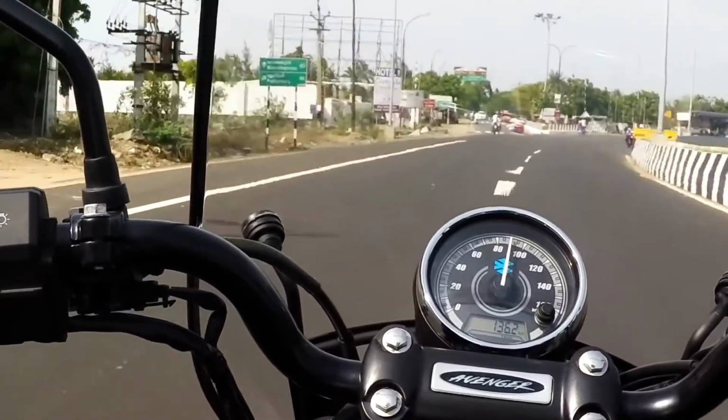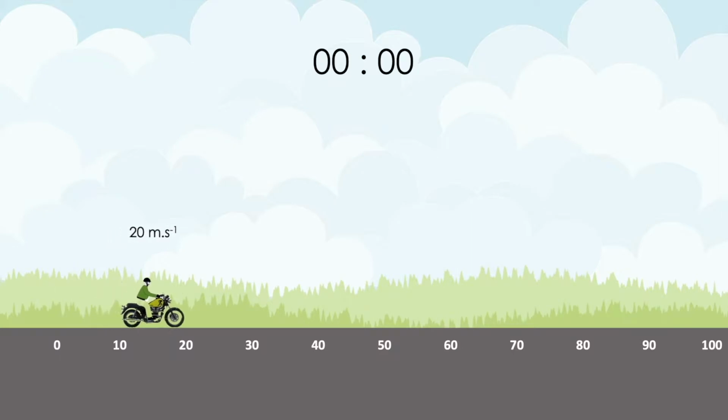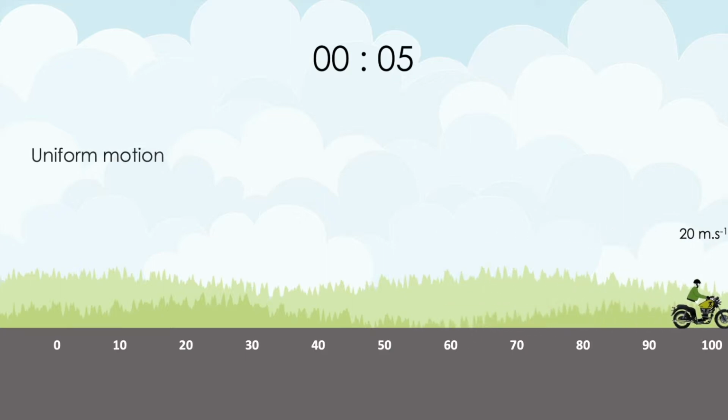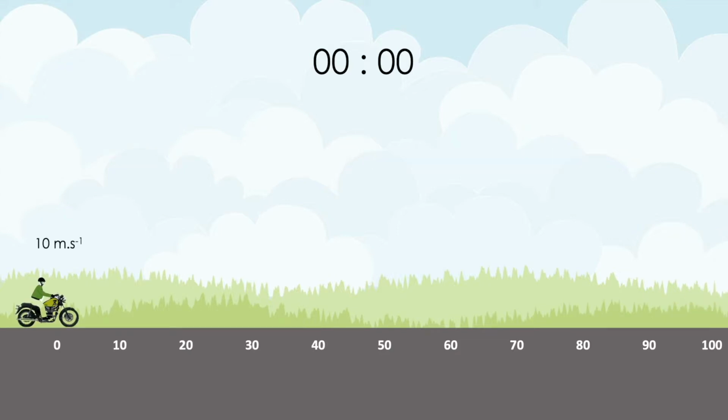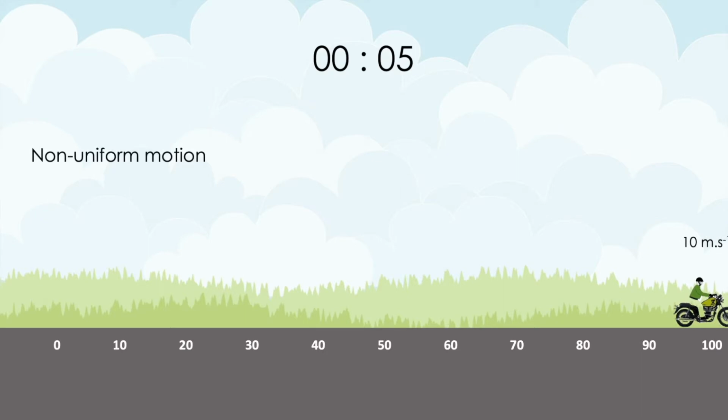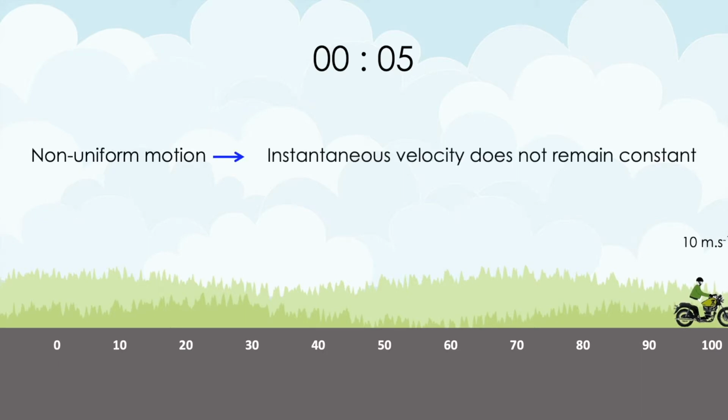So in uniform motion, the instantaneous velocity of the biker throughout the 100 meters remained 20 meters per second. So in uniform motion, the instantaneous velocity remains constant. However, if you look at non-uniform motion, the instantaneous velocity kept on changing throughout those 100 meters. So in non-uniform motion, the instantaneous velocity does not remain constant.